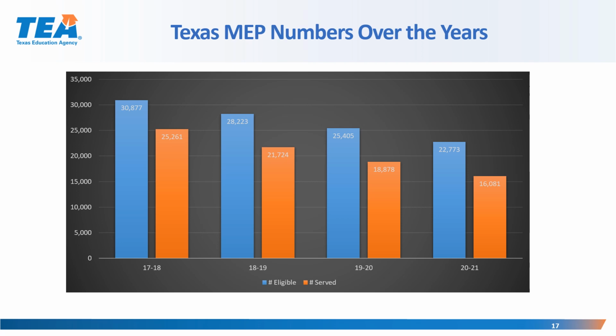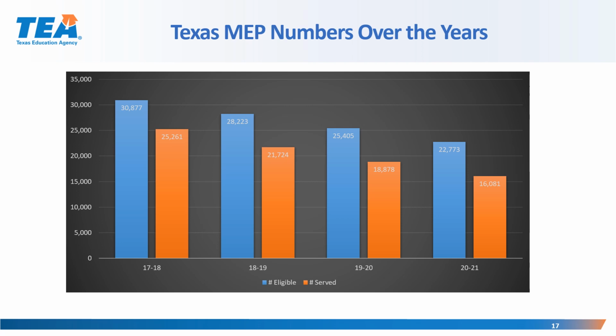Texas Migrant Education Program numbers over the years. As you can see, we have had a decline in the number of migratory students identified in the past years. In 2017-2018, we had about 30,000 students identified.